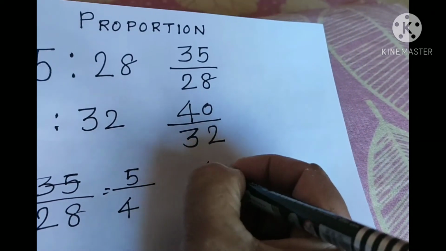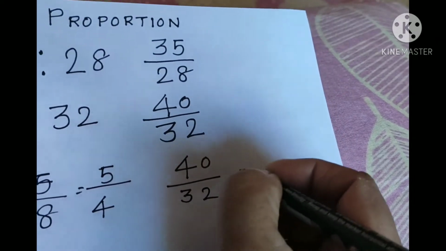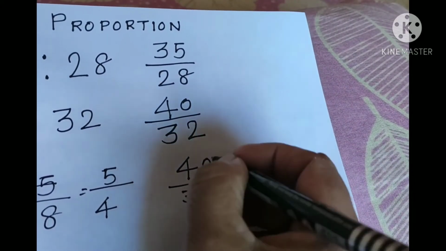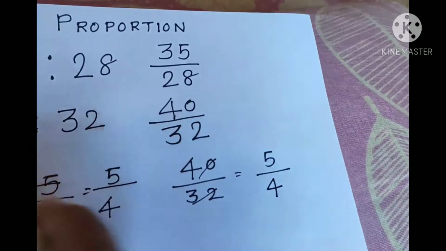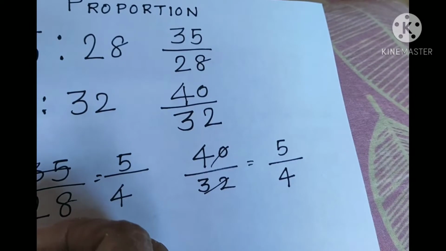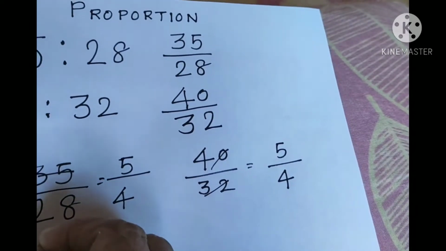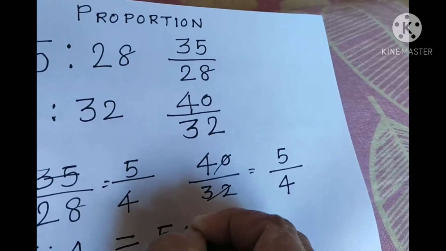Then 40 upon 32, divisible by the 8 table, is 5 upon 4. Now both the ratios are equal. That is, 5 is to 4 is equal to 5 is to 4.